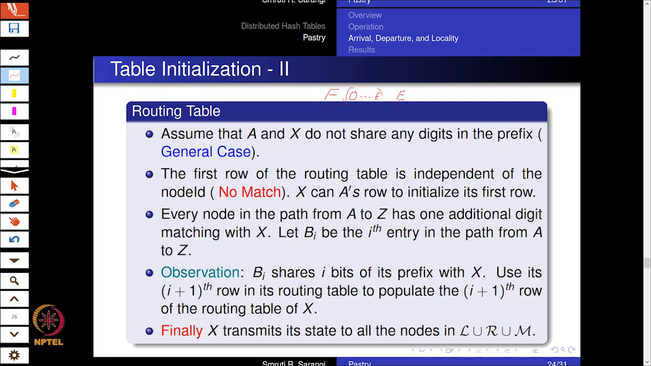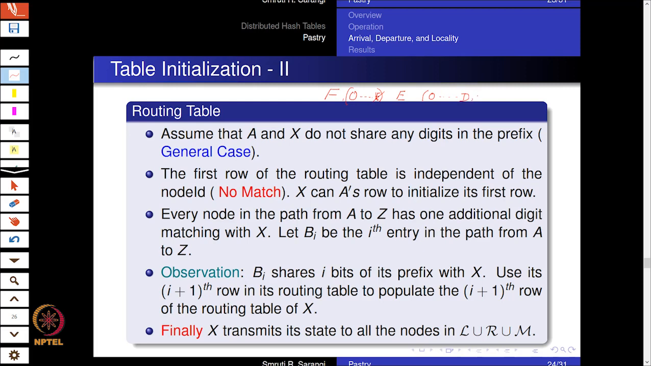If it does not have a pointer to a node whose first digit is E, then now we have a node whose first digit is E, which is X, so that can be added to A's routing table, right? So that repair process can be done right here. But we can discard the E part over here, and for the first row of the routing table of X, we can get pointers to all the nodes whose first digits are 0 to D. E is of course not required.